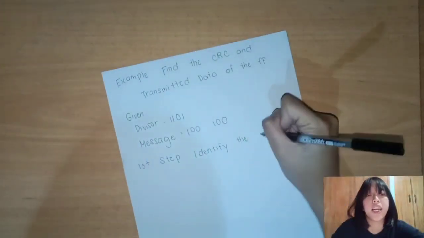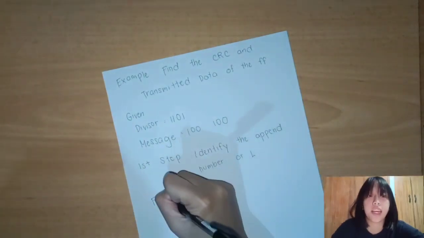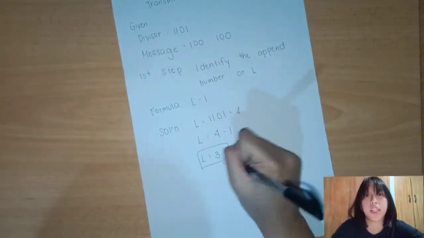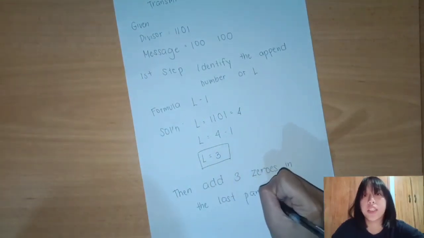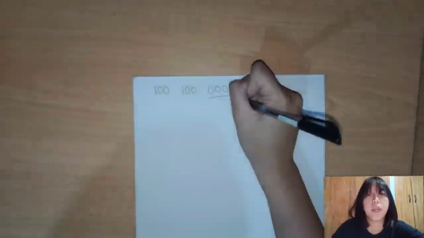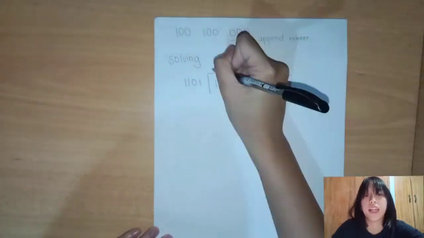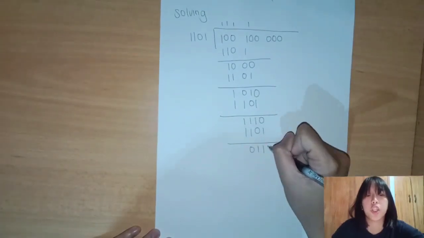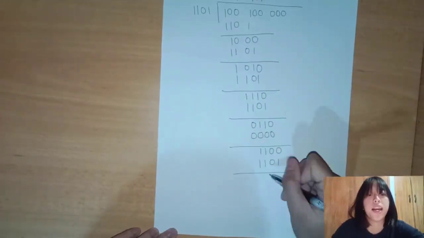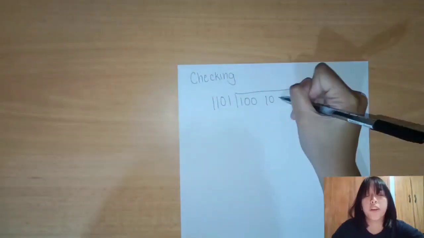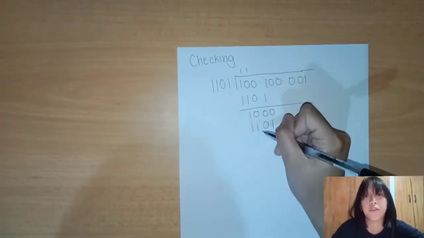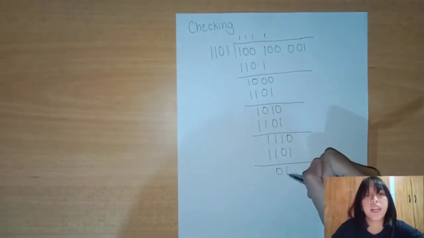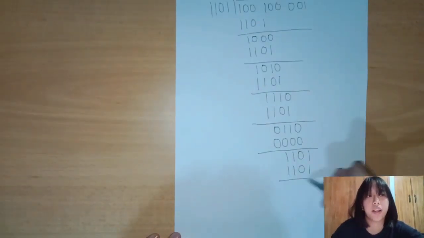We need to find the CRC and transmitted data of the following, given the divisor and the message. But first, we need to find the append number using the formula L-1, and as we solve it, we derive 3. Solving the problem, we use the XOR truth table and the divisor with the append number on the right side of the message. Then we use the division to derive our answer, 001, as the remainder and CRC. For the checking, we apply the same method as in our first solution to arrive at our final answer, 000. And as we can see, it is our append number.